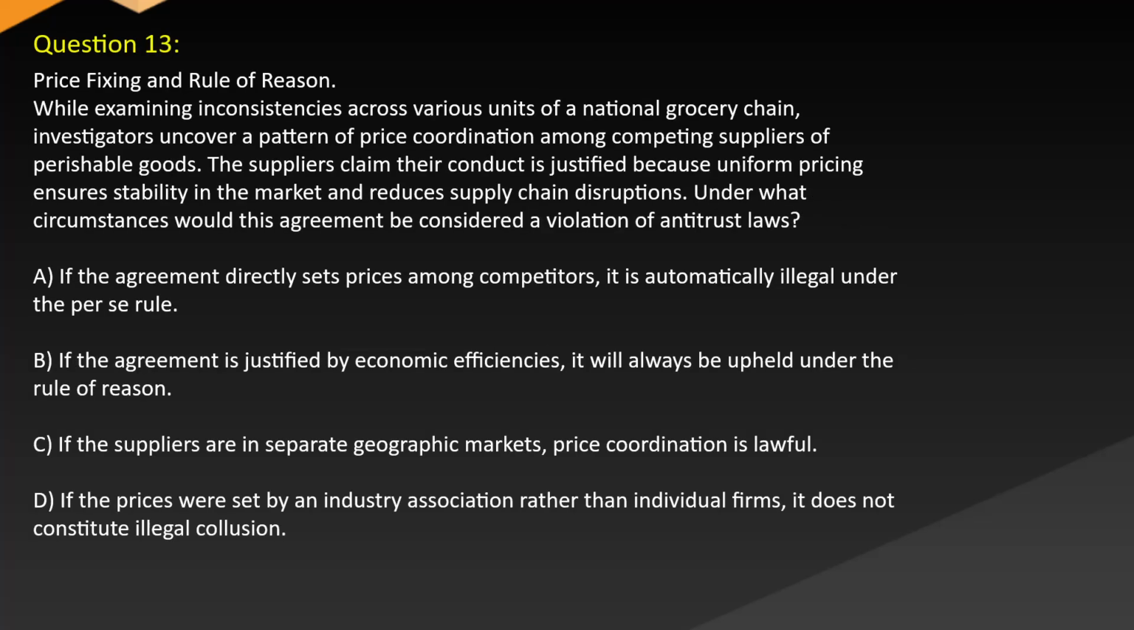While examining inconsistencies across various units of a national grocery chain, investigators uncover a pattern of price coordination among competing suppliers of perishable goods. The suppliers claim their conduct is justified because uniform pricing ensures stability in the market and reduces supply chain disruptions. Under what circumstances would this agreement be considered a violation of antitrust laws?